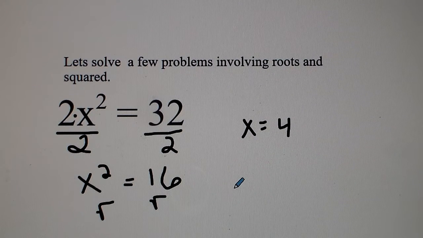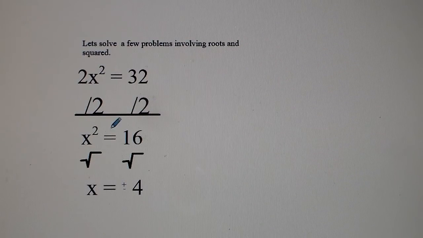Now, if we look a little bit further, the square root of 16 also has another answer. x could also equal negative 4 in this case, because negative 4 squared is 16, and 16 times 2 gets you 32. So sometimes there's multiple answers. So you could always try the opposite. Let's see if the answer still works out.